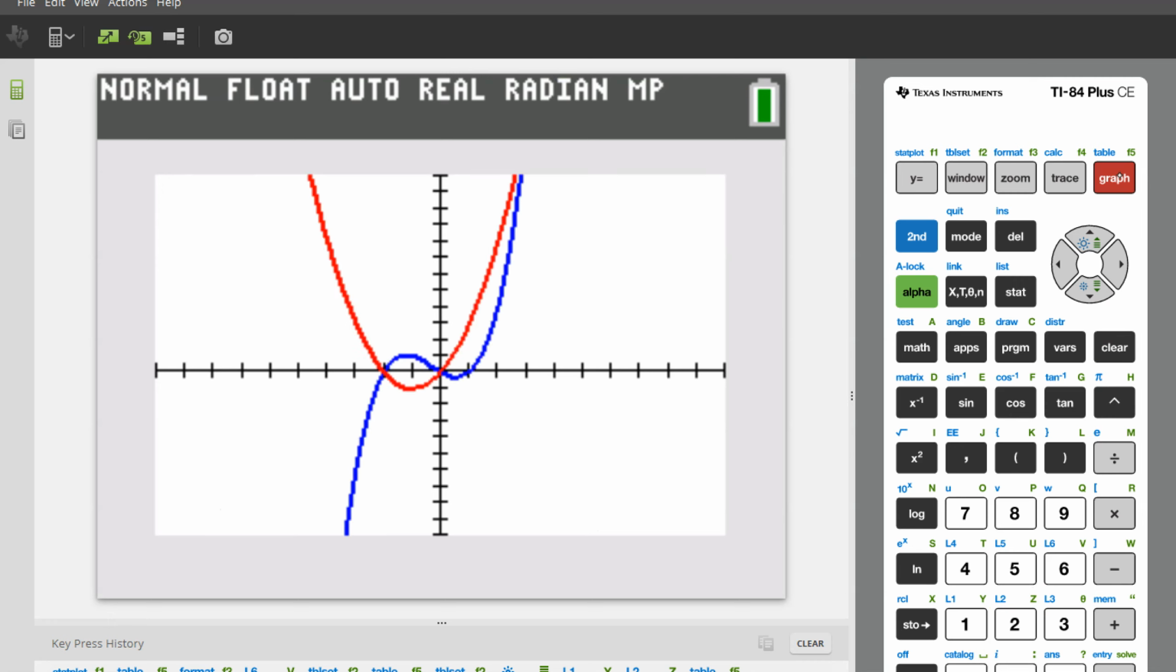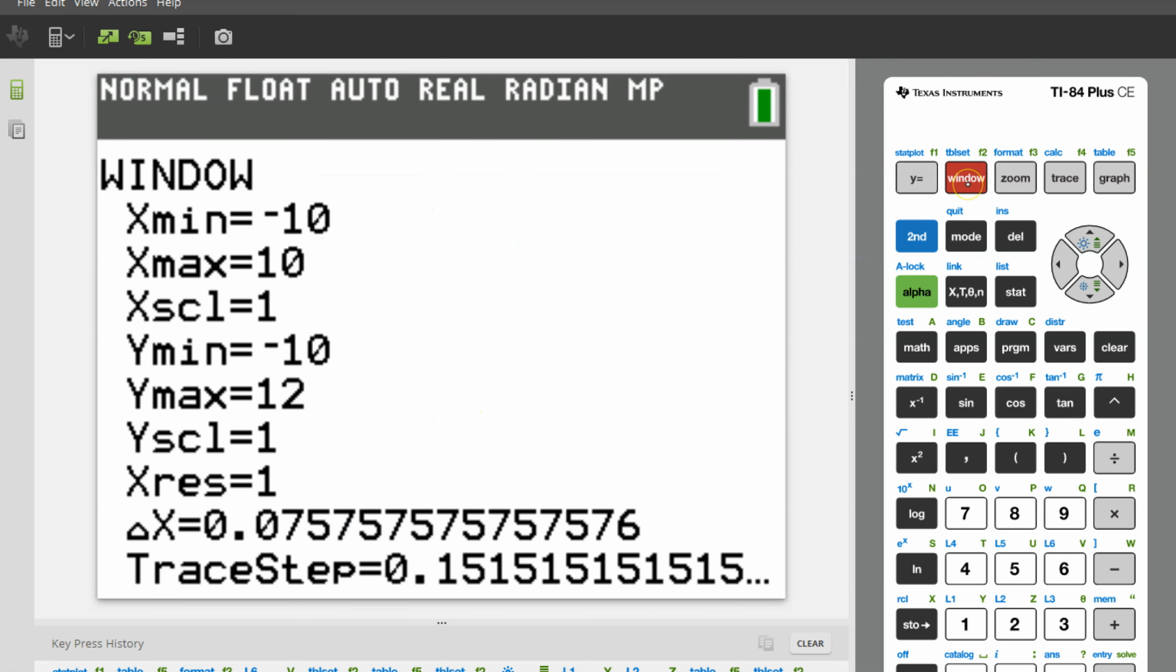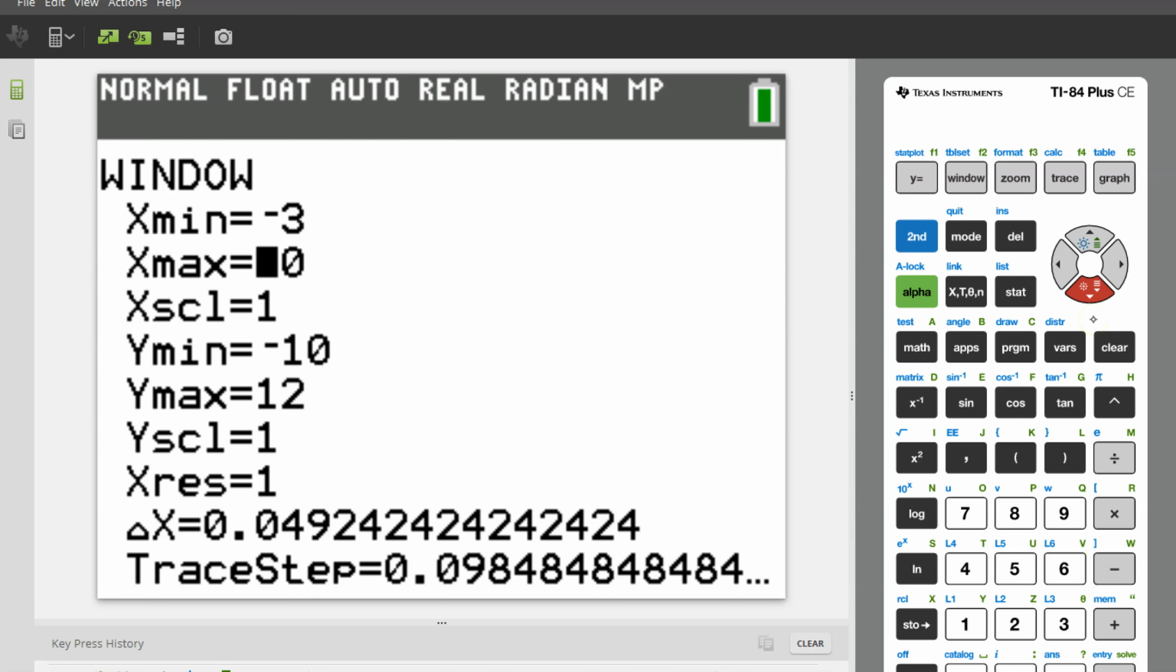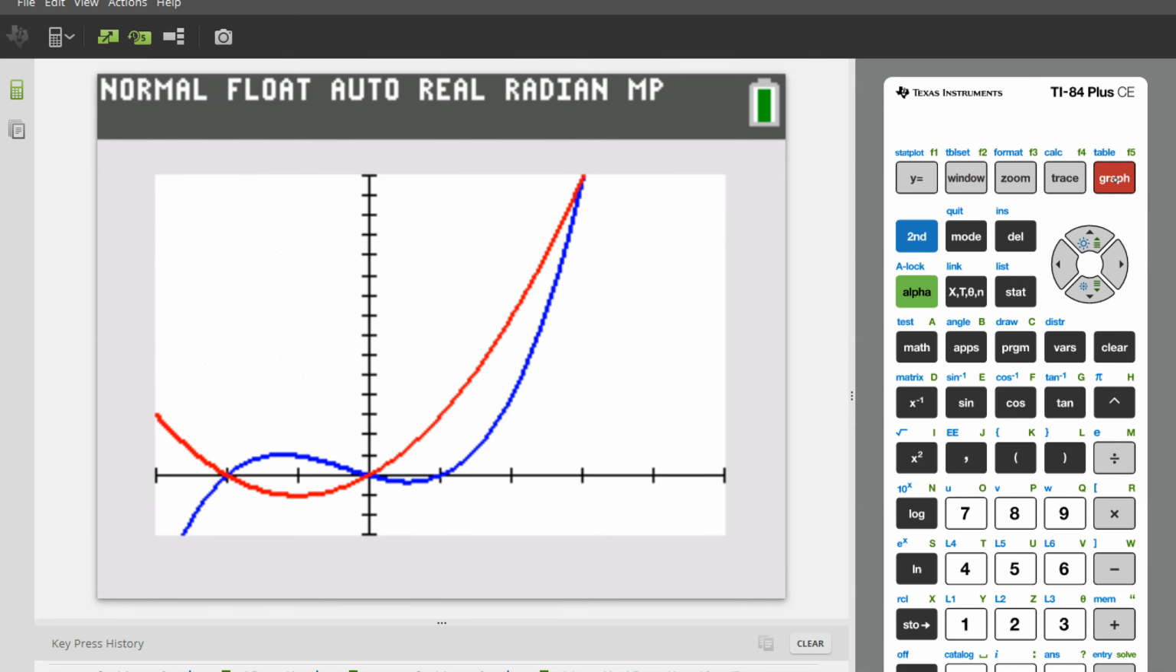Oh, we still can't see that intersection. All right, so I'm going to adjust my window to something that I know will work. So I'm actually going to adjust my x's as well. I don't need to see the -10 on the x-axis, I don't need to see the +10 on the x-axis, and I don't need to see the -10 on the y-axis. So I'm going to adjust my window just so we get a better picture of this. I'm going to make my x min -3, my x max like 5, my y min also -3, and then let's try 15 for the max and see if we will be able to see that intersection point now.